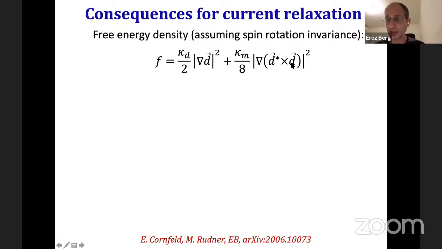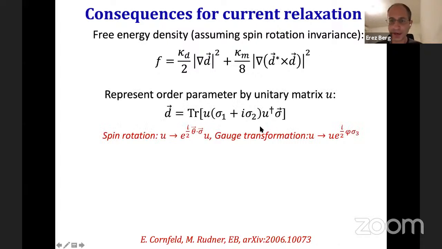This is just D1 cross D2, and then mod squared. The kappa M term is basically an excess spin stiffness. There's some spin stiffness already included in kappa D. But these are the only two terms that are allowed by symmetry.